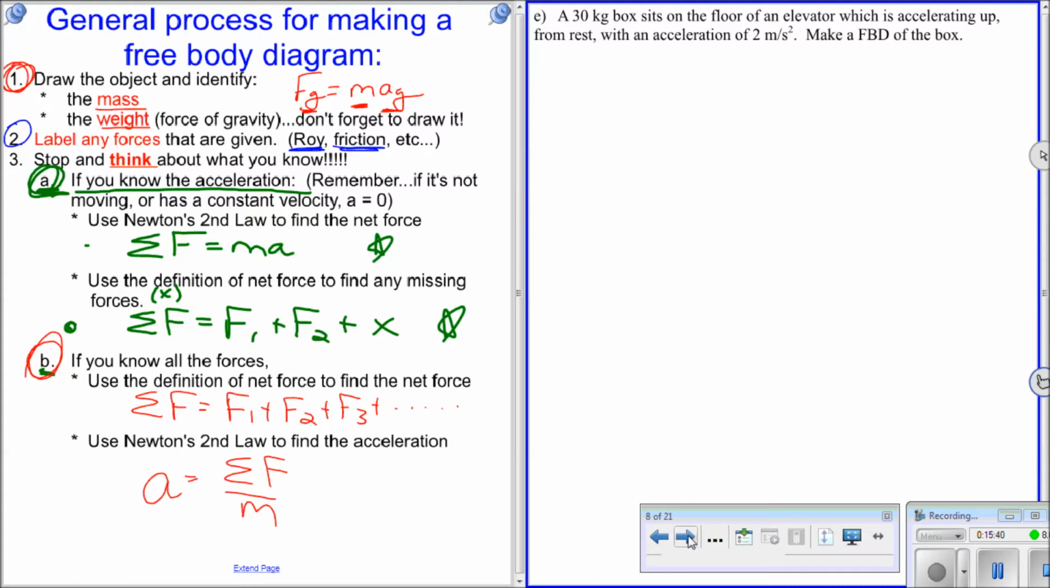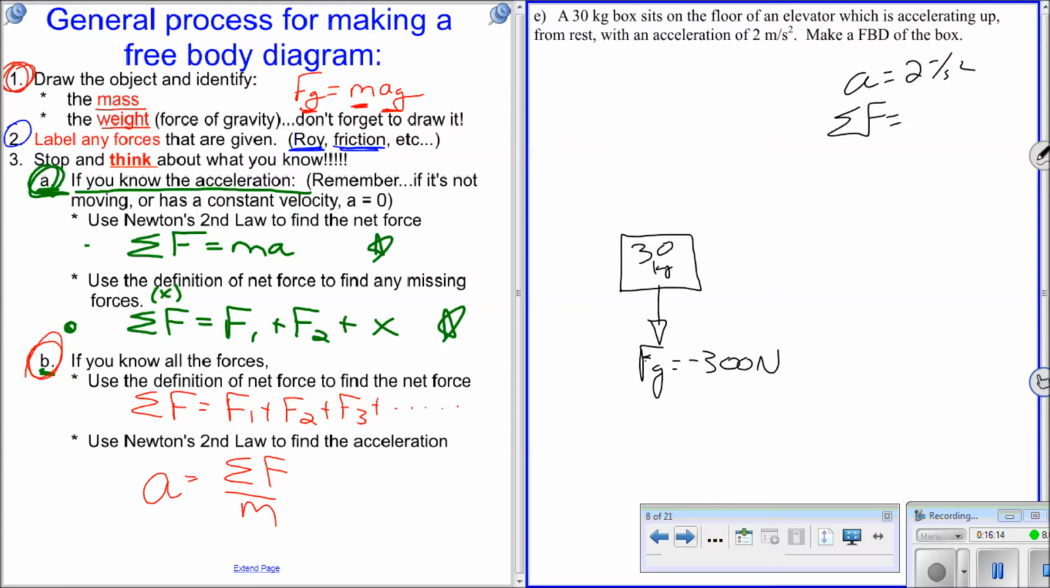Here's another one. This is, again, very similar. This time, instead of having Carl lifting the box, the box is sitting on the floor of an elevator. So I'm going to start out the same way. Here's the box. Mass is 30 kilograms. I'm going to start by putting in my force of gravity. It's still going to be negative 300 newtons. This time, the only difference is, instead of Carl lifting it, it's the elevator that's lifting the box, right? Okay, so again, I know the acceleration is 2 meters per second squared.